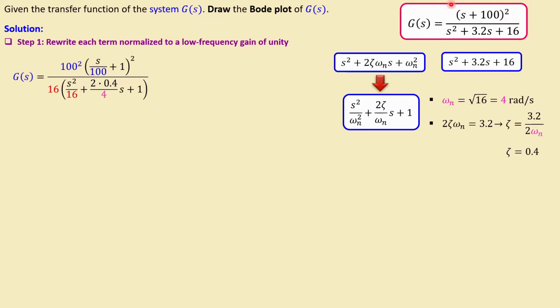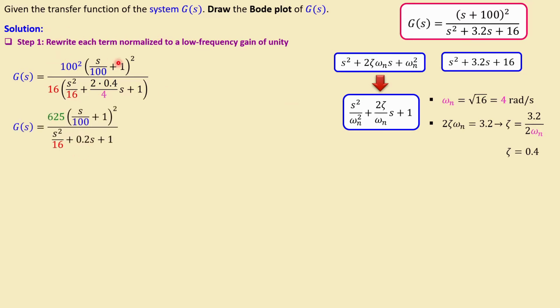What we also need is to set this in the standard form by taking out this 100. Since this is a square, we need to have 100 squared out of this parentheses. Then you will get 100 squared times this term, so you will see s over 100 plus 1 quantity squared. Now you also take out the 16, and that's why we get a 1 here. And you again recognize there is a zeta here, 0.4, and also the omega n. This is omega n squared. So everything is set here according to the standard form.